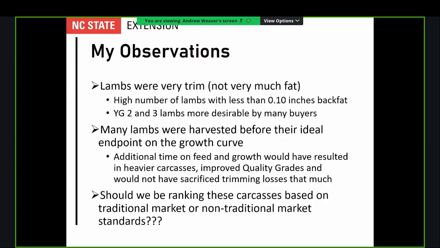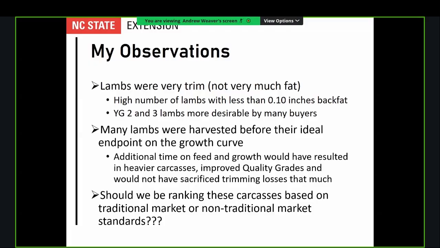And I think one thing that you all need to discuss as a breed, and I'm happy to share my two cents relative to this as well, is how should we be evaluating these carcasses? The way the contest was evaluated this year was very much from a traditional market standpoint, evaluating yield and quality, and ranking those animals that index well relative to cutability, yield grade, muscularity, and leg scores.